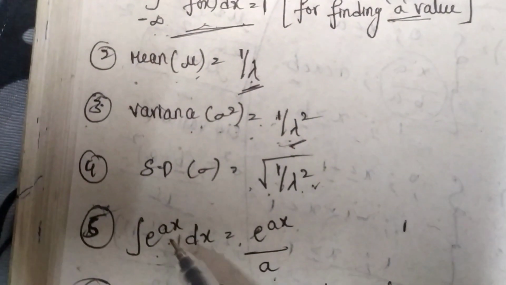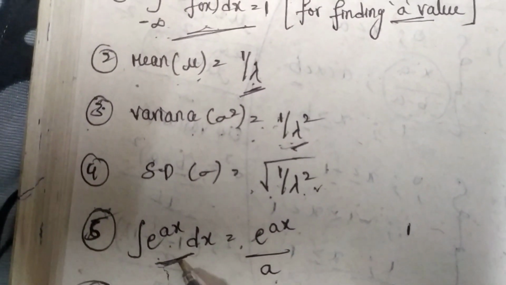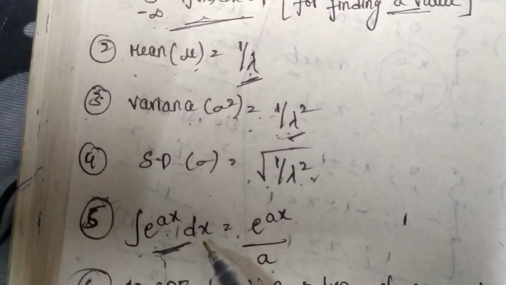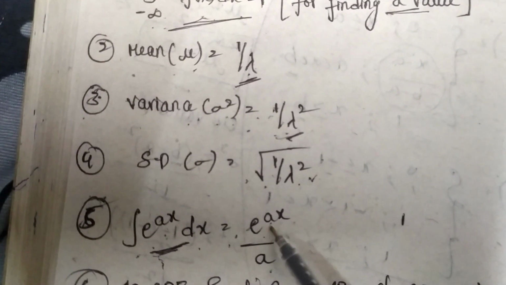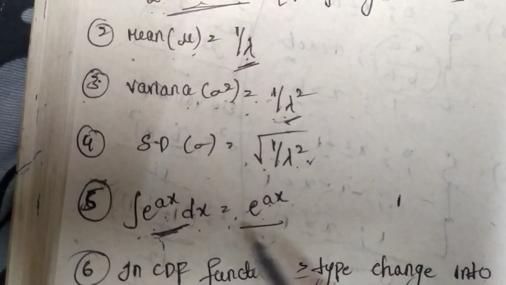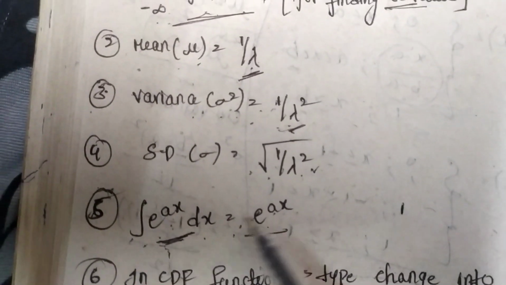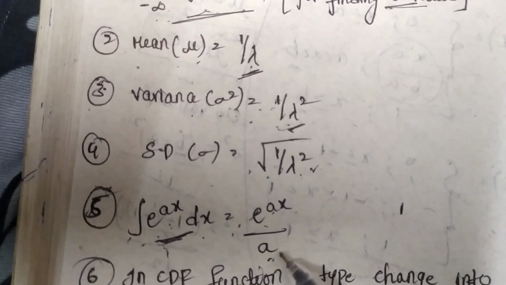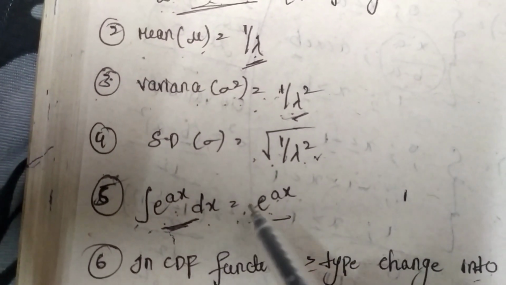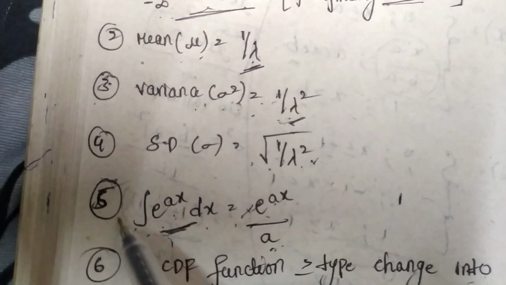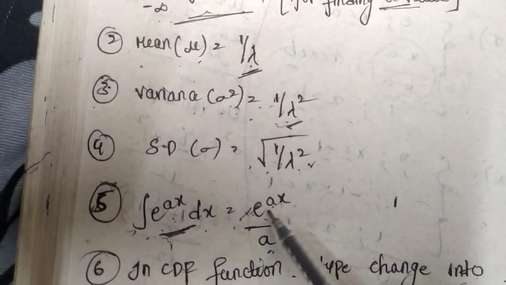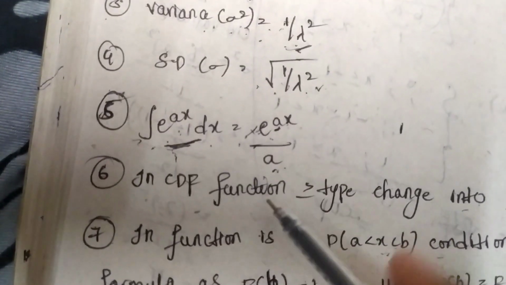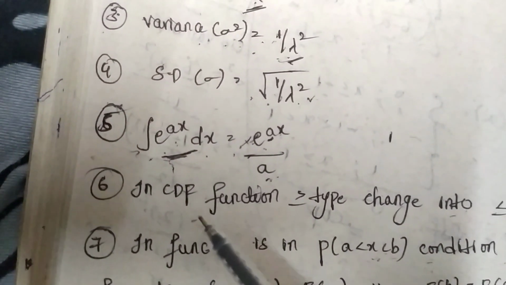In exponential distribution, another important formula, which is used in some cases, is the integral of e power ax dx equals e power ax by a. In integration, the function is divided by the constant, whereas in derivation it is multiplied. Here it is integration, so the integral of e power ax is e power ax divided by the constant a. The sixth one is same as in uniform distribution.